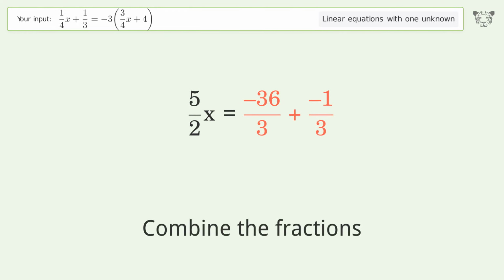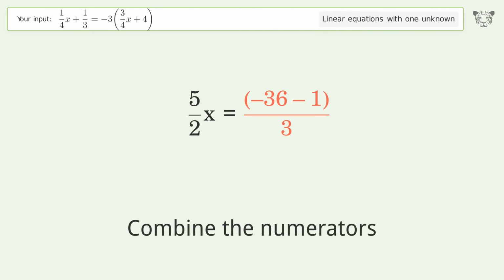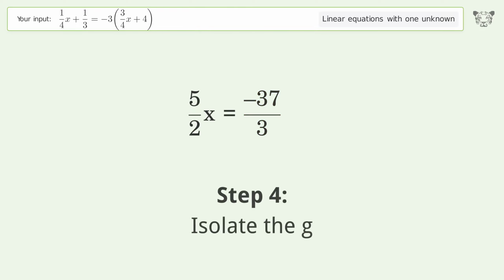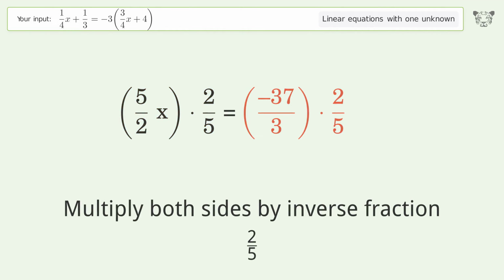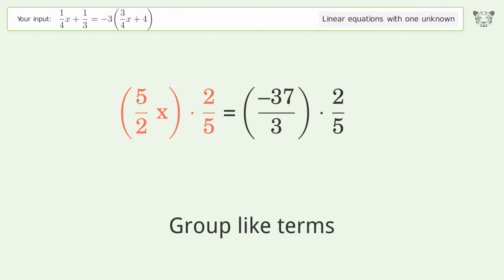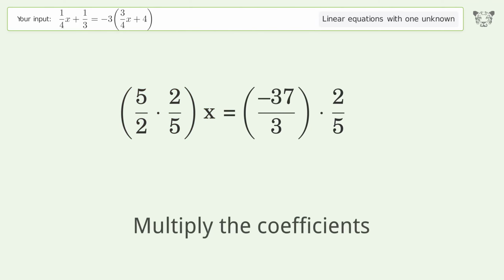Combine the fractions. Combine the numerators. Isolate the g. Multiply both sides by inverse fraction 2/5. Group like terms. Multiply the coefficients.